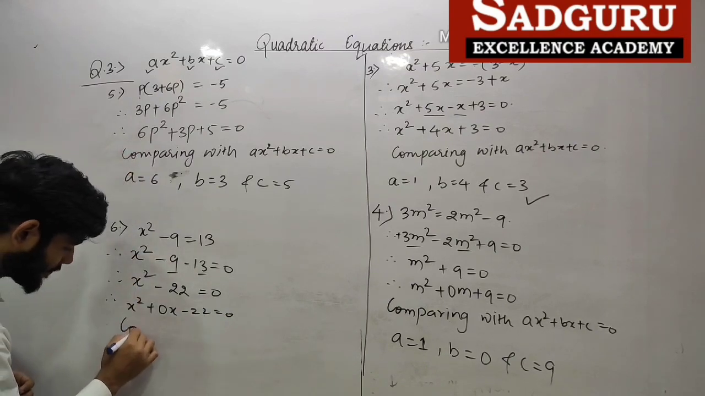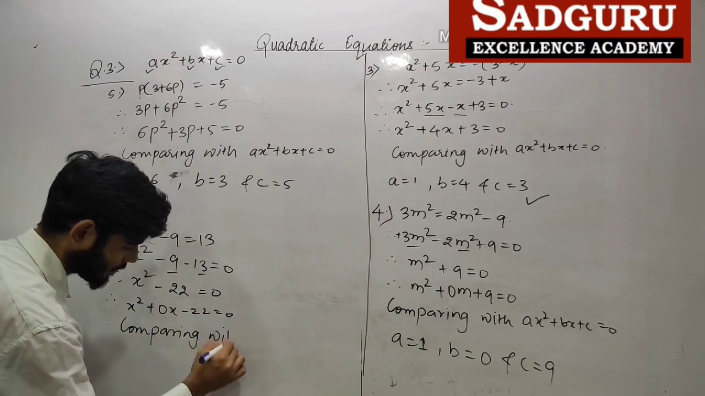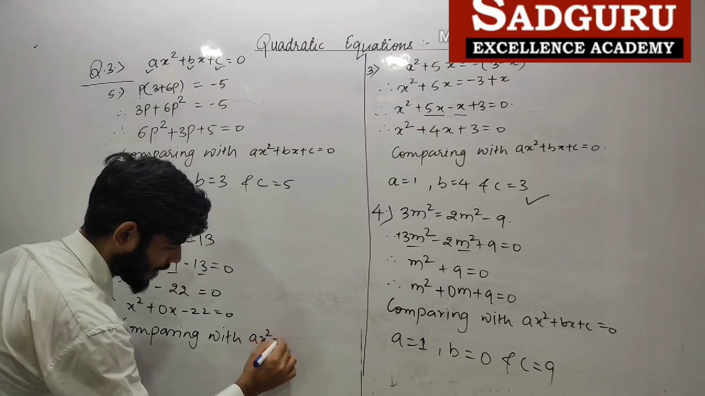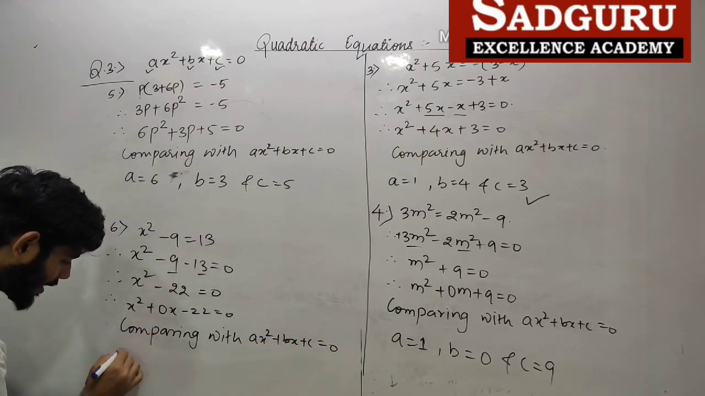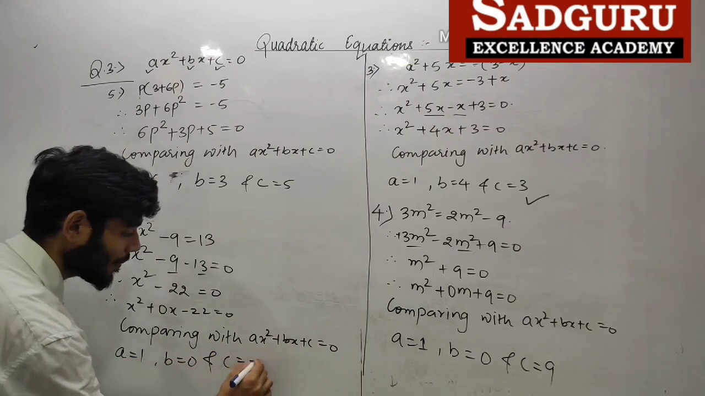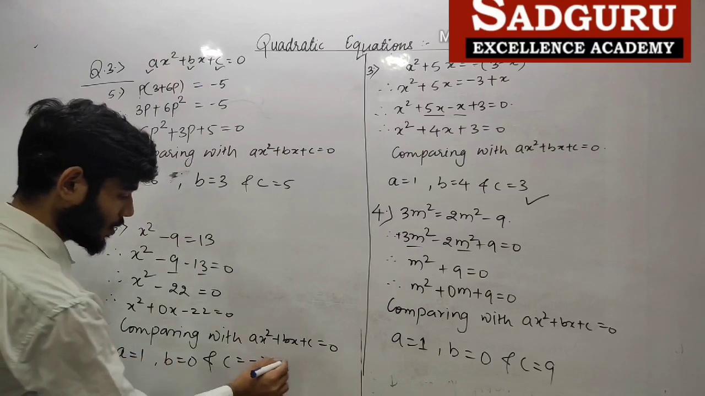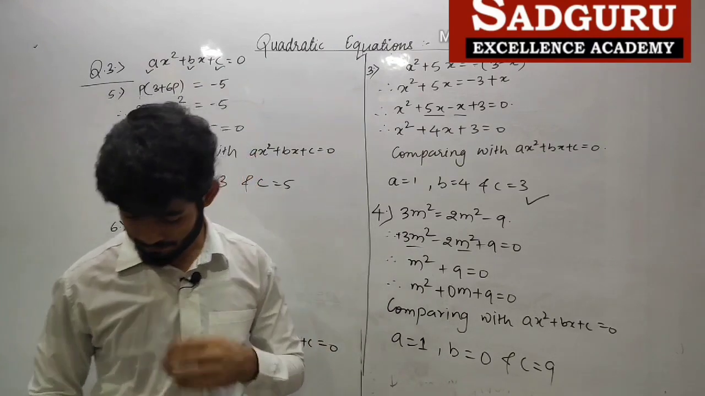So comparing with ax square plus bx plus c equal to 0, we get a equals to 1, b equals to 0 and c equals to minus 22. So here we finish with question number 3.